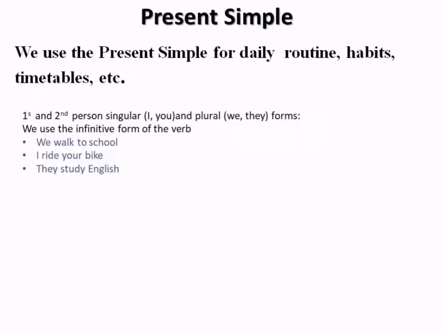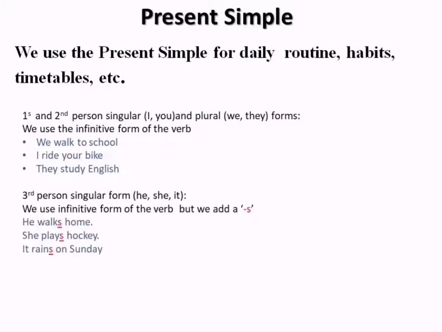Present simple. We use the present simple for daily routines, habits, timetables, etc. For the first and second person singular forms, I, you, and plural forms we, they, we simply use the infinitive form of the verb. For example, we walk to school. I ride my bike. They study English.